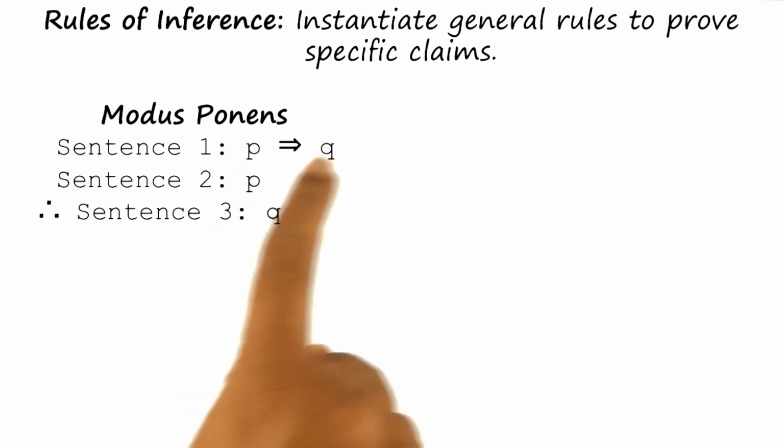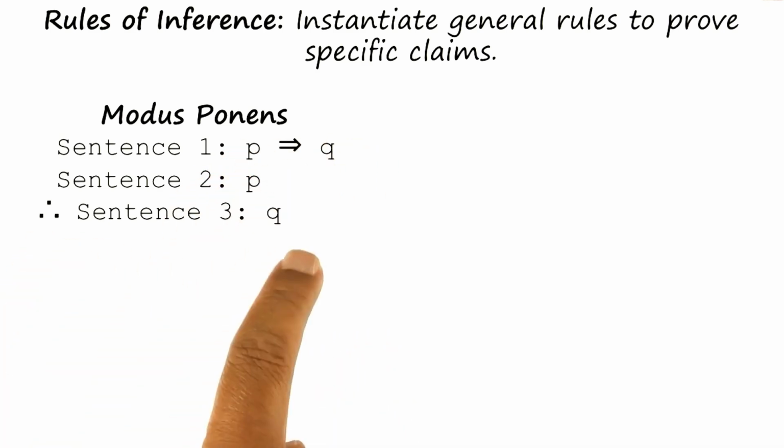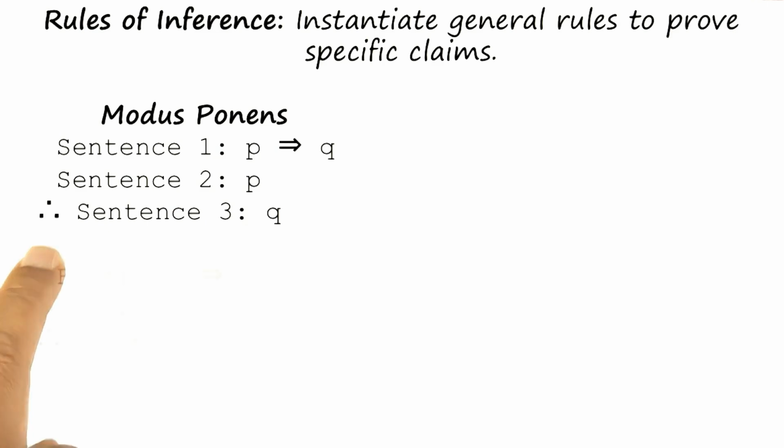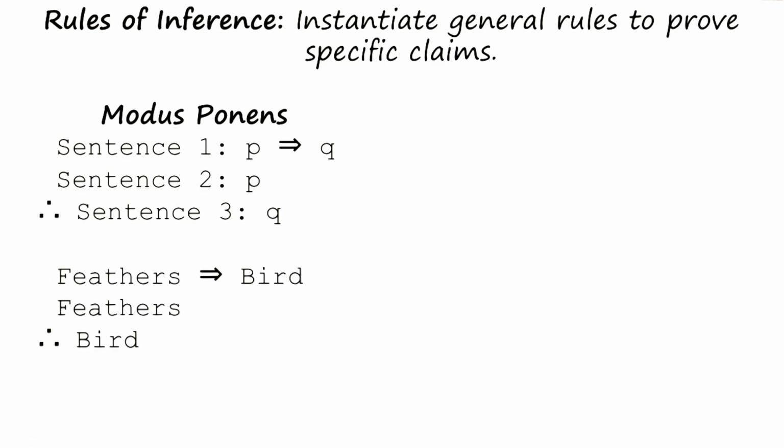P implies Q and P, therefore Q. This symbol stands for therefore. Let's take an example. Imagine that I'm given that feathers imply bird, and I'm also given that feathers is true. Then I can infer that bird must be true.